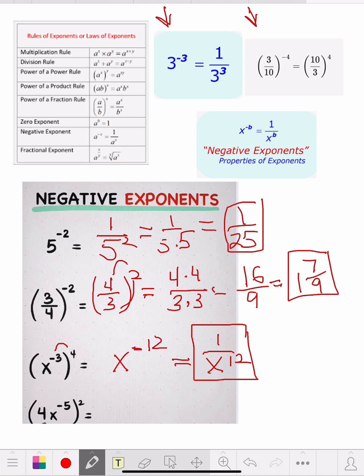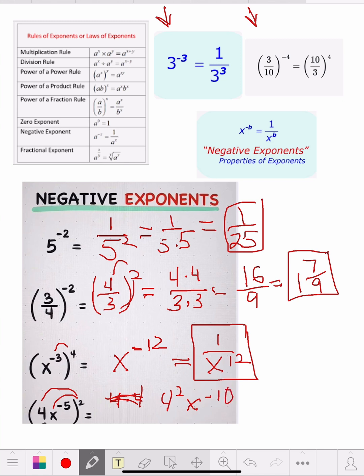The next one, the square goes on the 4, but it also goes on the x, because don't forget that's not 4x, it's 4 times x. So they're both different. So we have the 4 times 4, 4 squared. You know what I'm going to do? Let me cross this out. I'm going to write 4 squared first, and then it's x to the negative 10.